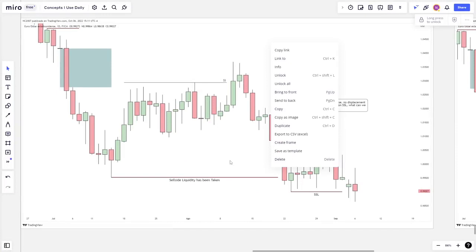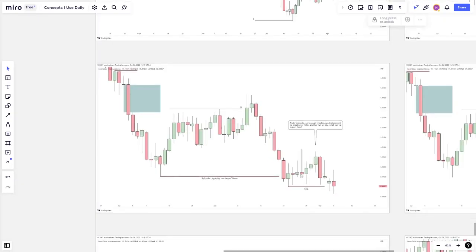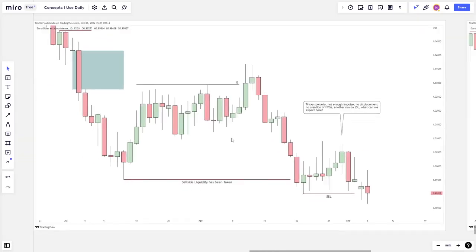Then we have this exact same thing, right? What happens after sell side liquidity has been taken? It's a tricky scenario in this case, right? We don't have enough impulse, there's no displacement, no creation of fair value gaps, another run on sell side liquidity. So what can we really expect on this? This one is complicated, but what's the thing?